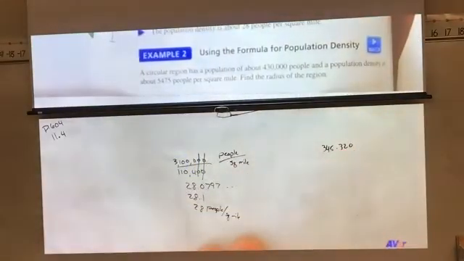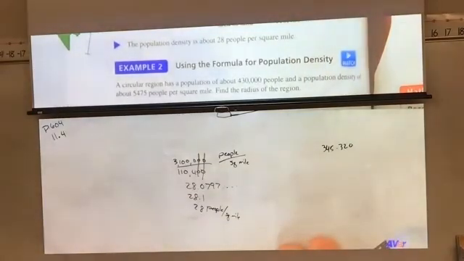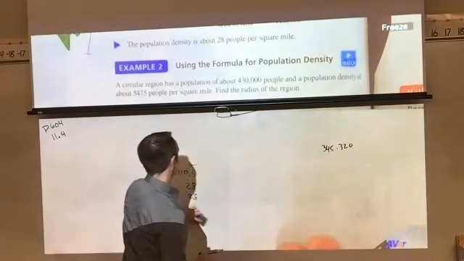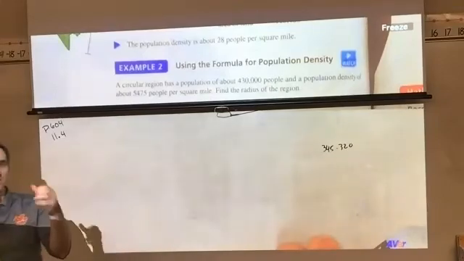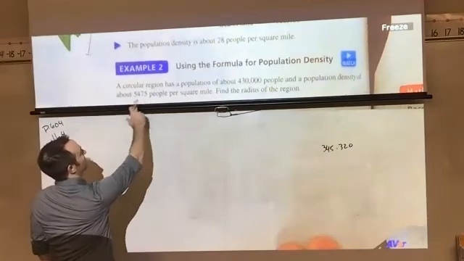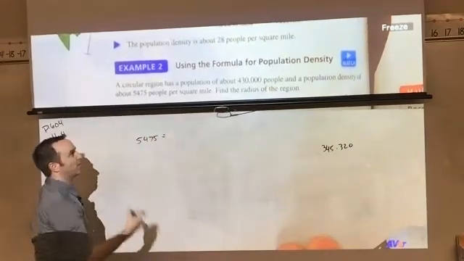Still using that equation, but now we're solving for something else. Okay, so this brings our area of a circle into it. We're still using that equation of population density equals people over area. And so now it says that we have a population density of 5475. So that's going to be people over area.